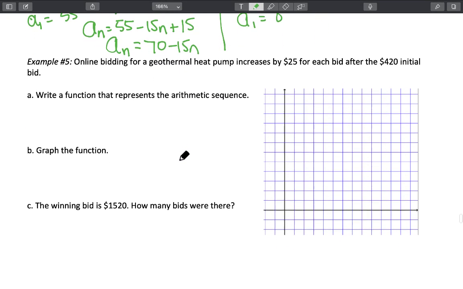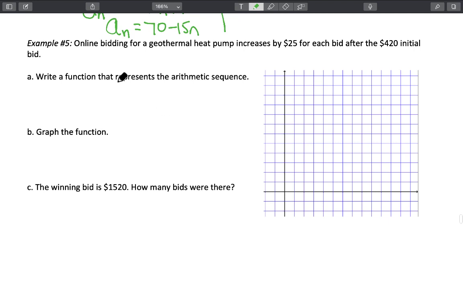All right, let's go on to example 5. Online bidding for a geothermal heat pump increases by $25 each bid after the $420 initial bid. Write a function that represents this arithmetic sequence. All right, so let's think about this sequence here. It's increasing by $25 for each bid after the $420 initial bid. So I'm just going to write that out. 420 is the initial one.